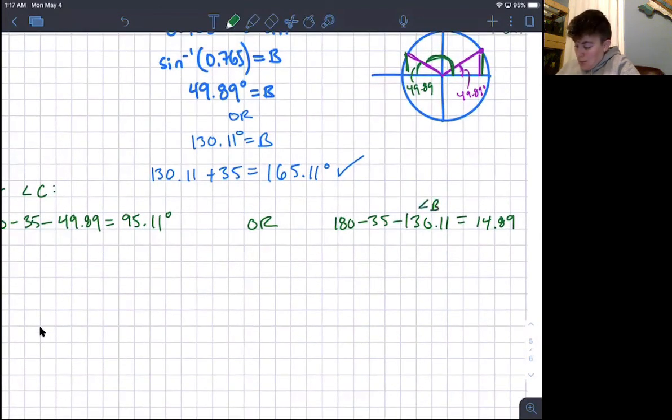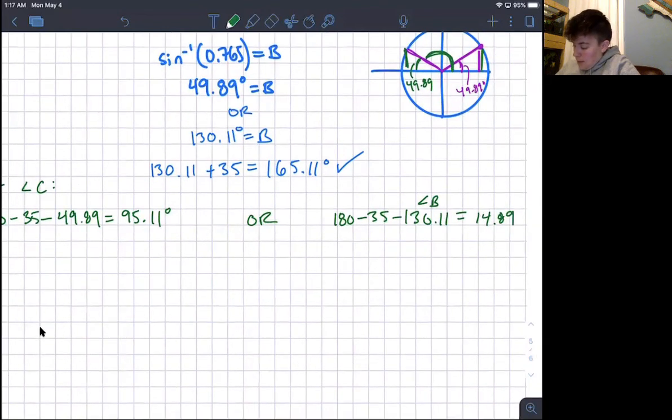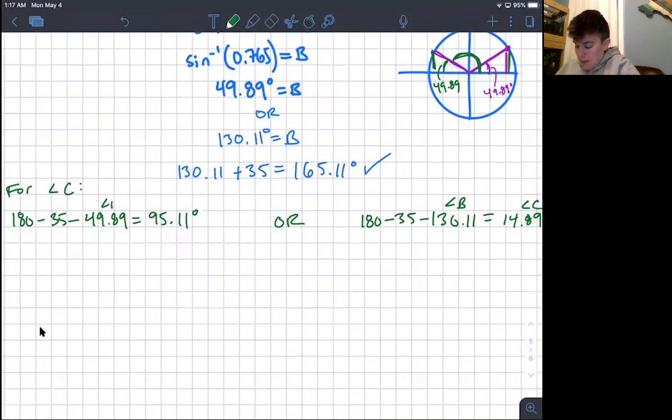So this is angle B. This is angle C for that one. This is angle B. This is angle C for that one. So make sure you keep them together.